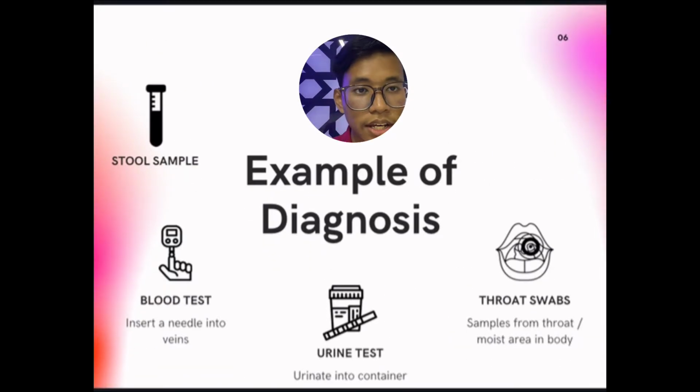Examples of diagnosis contain a lot of examples, such as the stool sample; the blood test, which is inserting a needle into veins; the urine test, which is urinating into a container; and the throat swab, which takes samples from the throat or a moist area in the body.